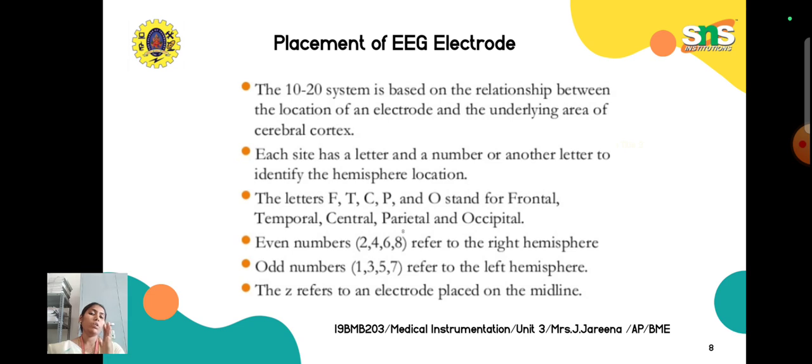We also have numbers. The brain has two parts, the right hemisphere and the left hemisphere. For easy identification, along with the letters we also have numbers. If we use even numbers, 2, 4, 6, 8, along with letters like F, T, C, P, it covers the right hemisphere of the different lobes. If we use odd numbers like 1, 3, 5 and 7, it represents the left hemisphere. For example, F7 means the electrode is placed on the frontal lobe, on the left side. F4 means frontal, on the right side. There is also the letter Z, which refers to electrodes placed at the midline. These are the electrode names we should know before getting into the locations.